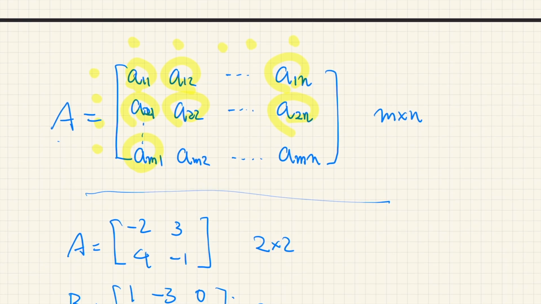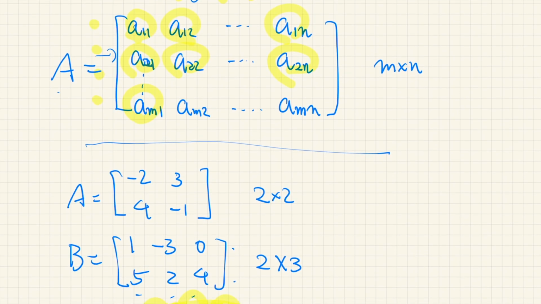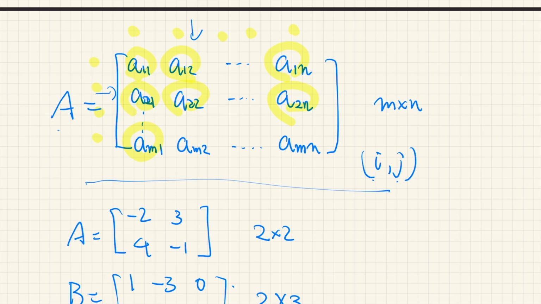And for a matrix like this one, we identify the position of an element by the row number and the column number. So the element at the ith row and jth column is called the ij element of the matrix. And in this case, we write A_ij. So this indicates the element at the ith row and jth column. For example, in this case, A22 is at the second row and the second column. So its 22 element is A22.